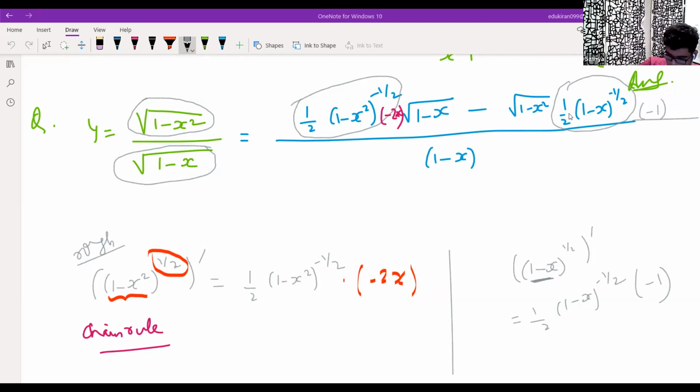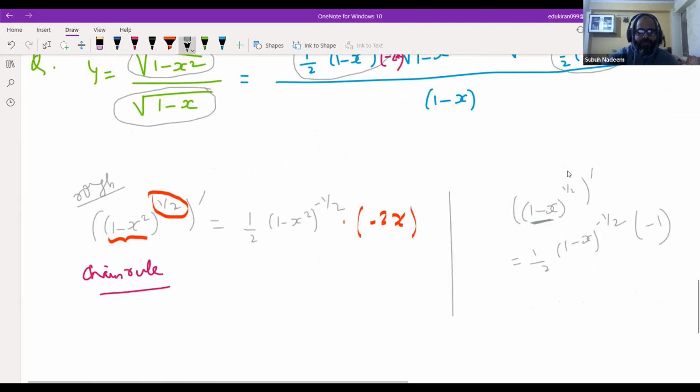And the denominator is made the same. 1 minus x on the denominator, yeah, it will remain the same. You are not differentiating that. So what is the next part after this? Then you will simplify it, like you have written this. Okay, now you will simplify it.